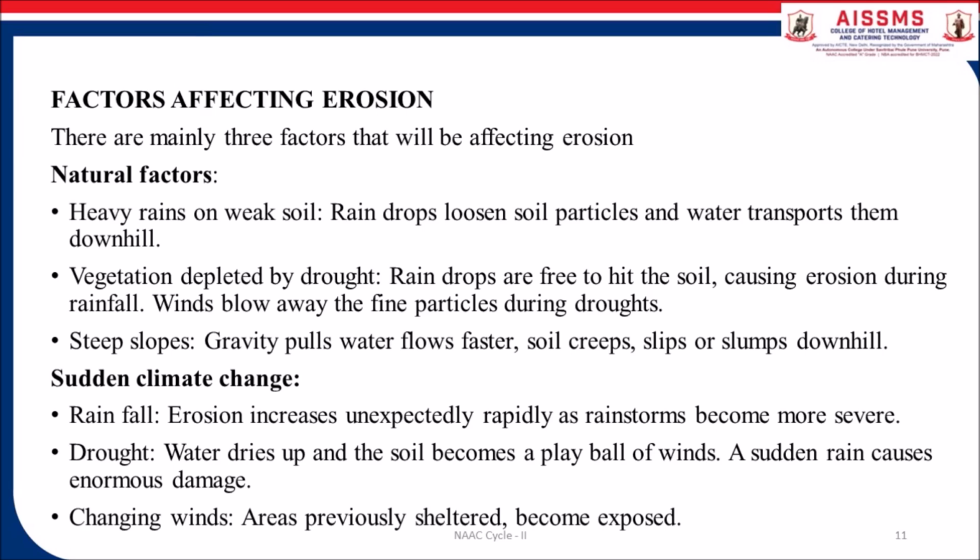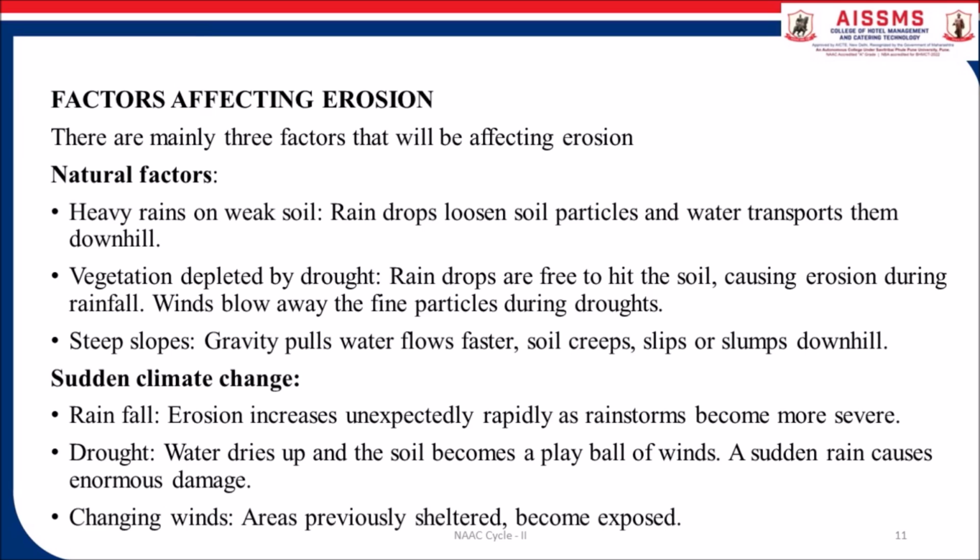Vegetation depleted by drought. Raindrops are free to hit the soil, which causes erosion during rainfall. Winds blow away the fine particles during drought. Steep slope. Gravity pulls water to flow faster, and soil creeps, slips or slumps downhill.